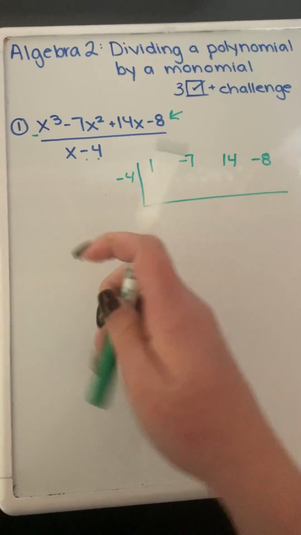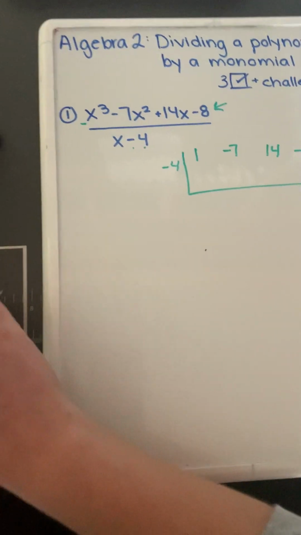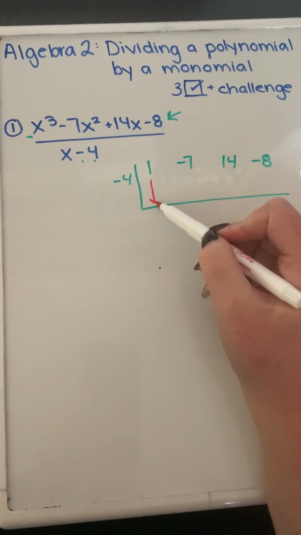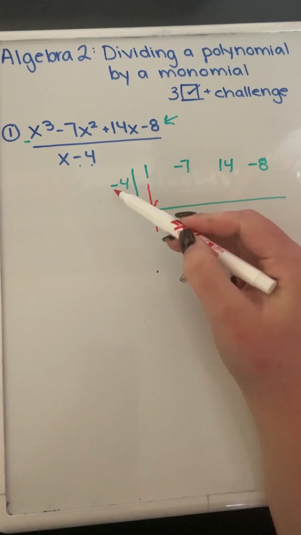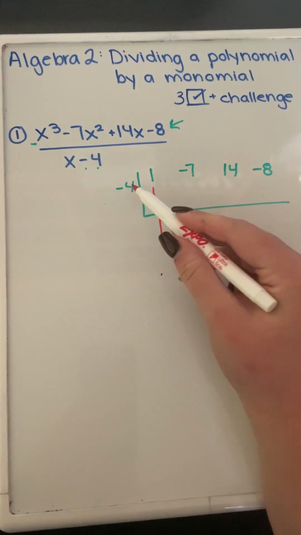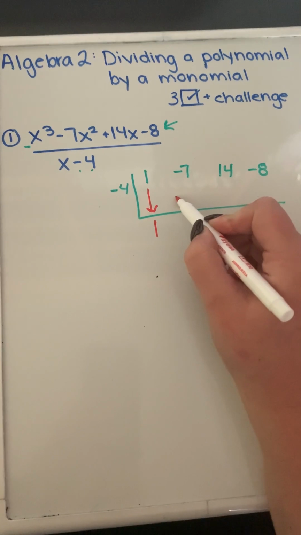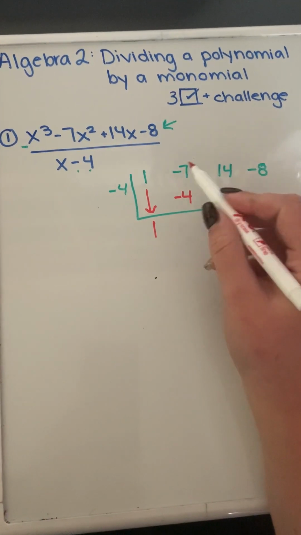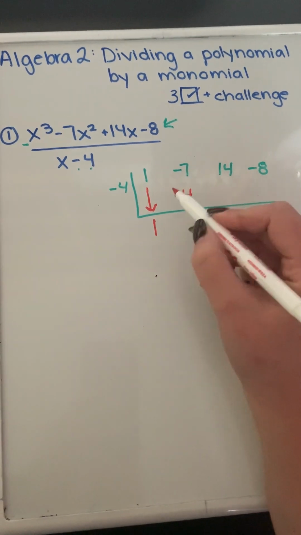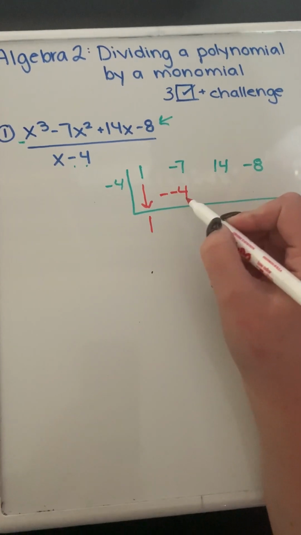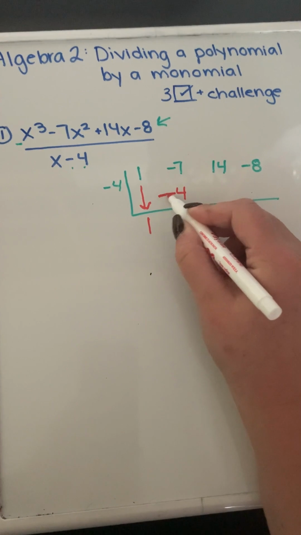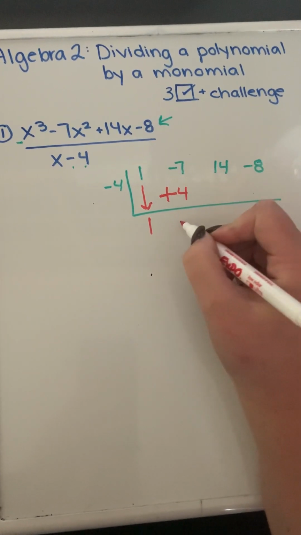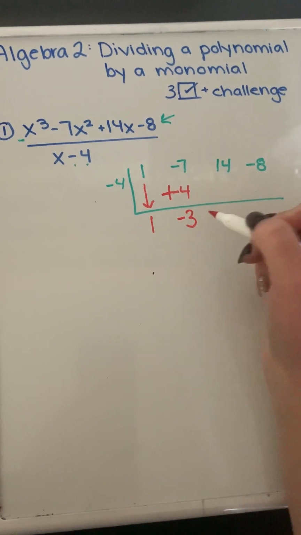And to do so, to divide this, we're going to drop down the 1 and then multiply 1 times negative 4, which is negative 4. And then we're going to subtract these values. So negative 7 minus negative 4. Negative 4 turns into a positive 4. So negative 7 plus 4 is negative 3.